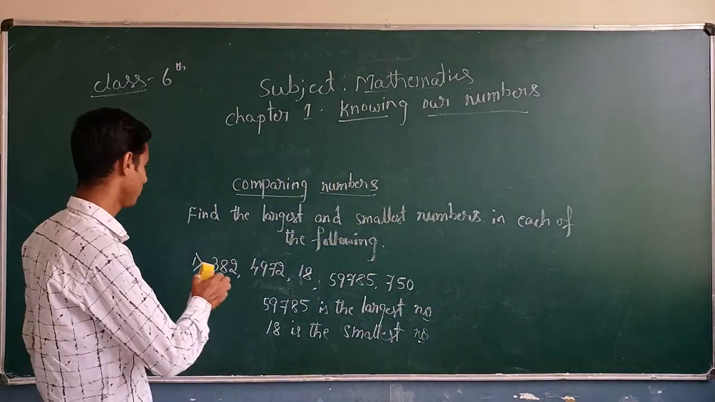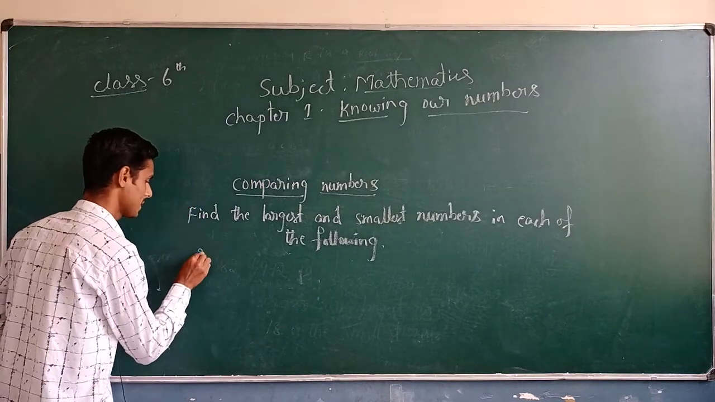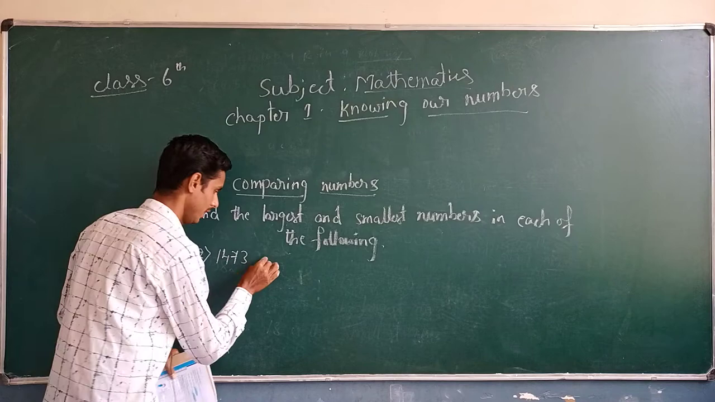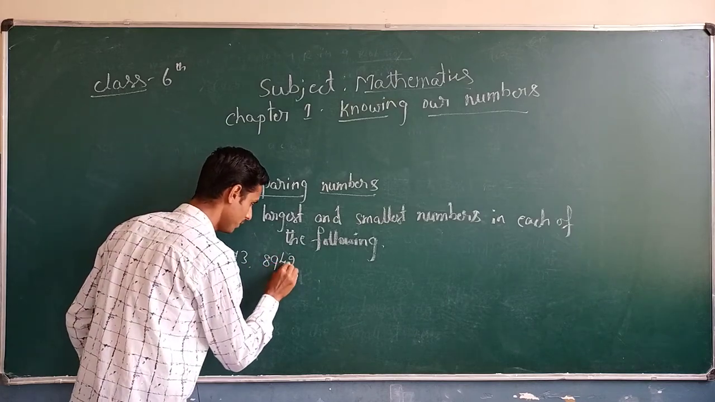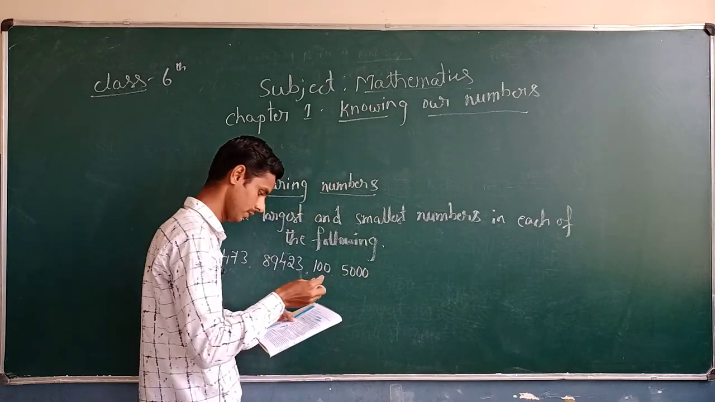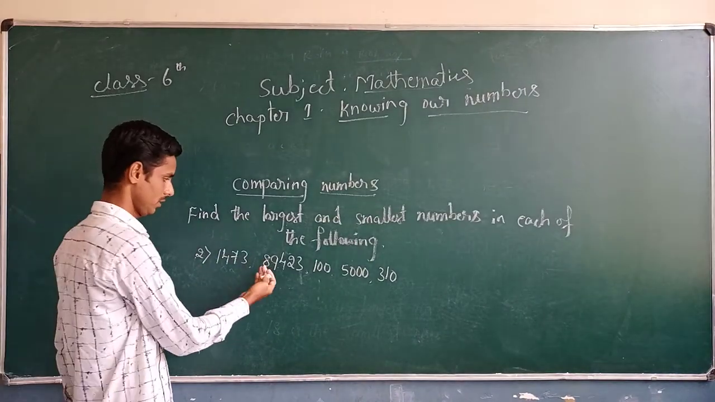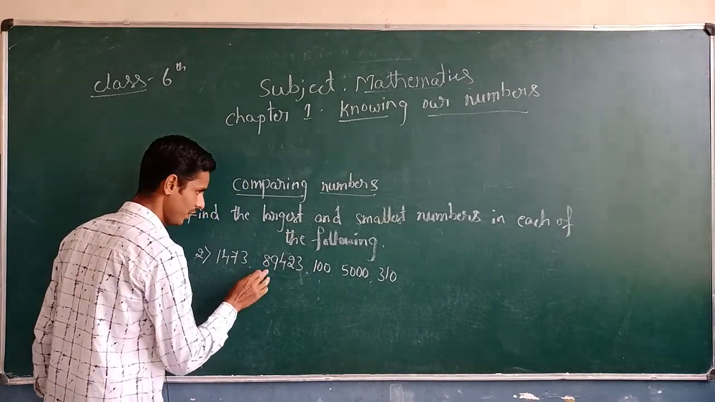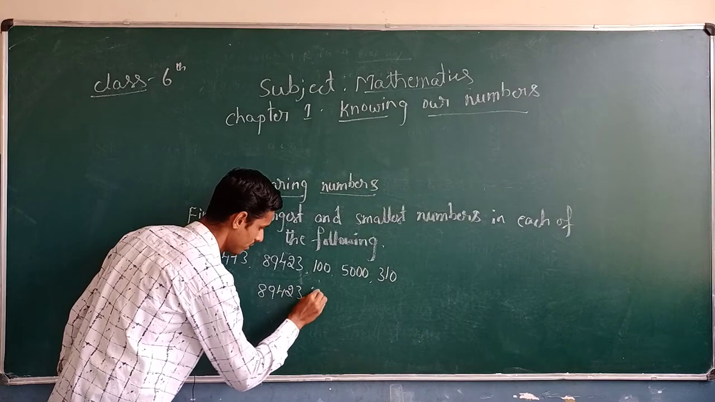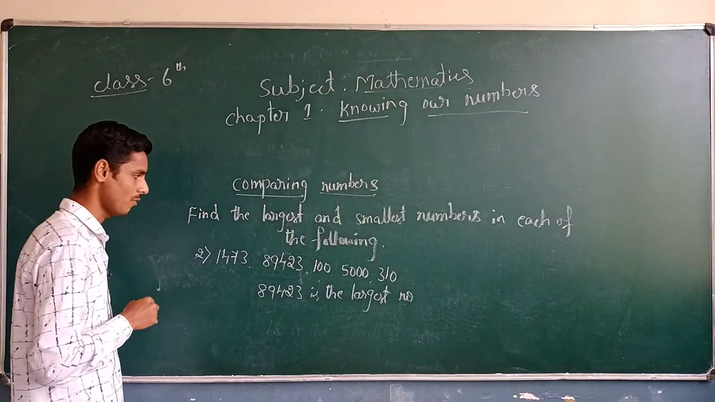Okay, you see one more example here. The second one: 1473, 89,423, 100,310. So which is the largest number here? This number consists of 5 digits. So the largest number is 89,423, right? So which is the smallest number here?